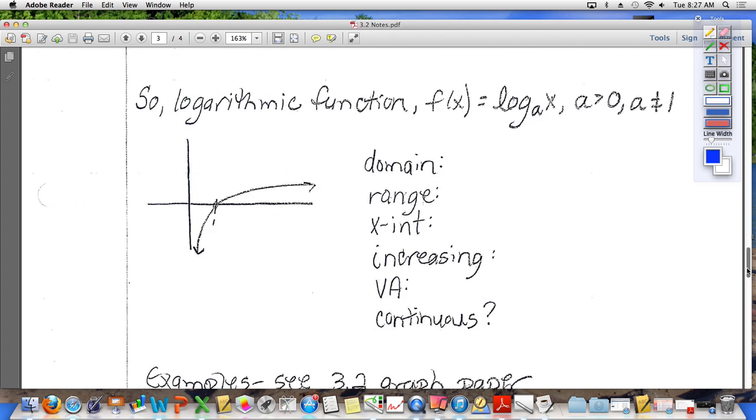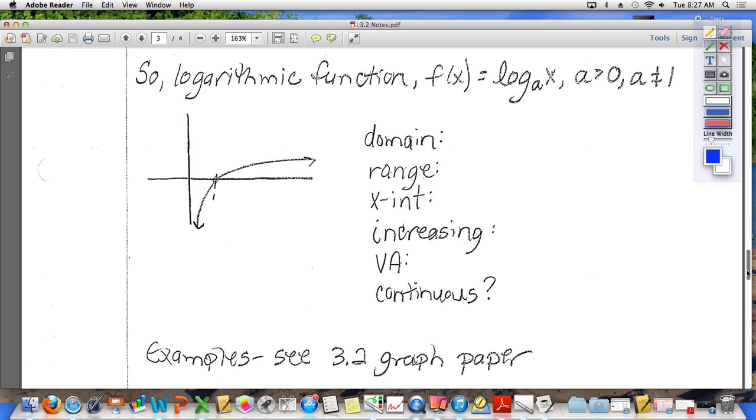All right, so logarithmic functions, f of x equals log base a of x, where the a value is bigger than 0 but not equal to 1, have some special features. So first of all, the domain. What is the domain of this graph? Logarithmic functions always graph to look like this. What is the domain of that function? Yes? Can I take a guess? You can take a guess, yes. Is it from 0 to positive infinity?